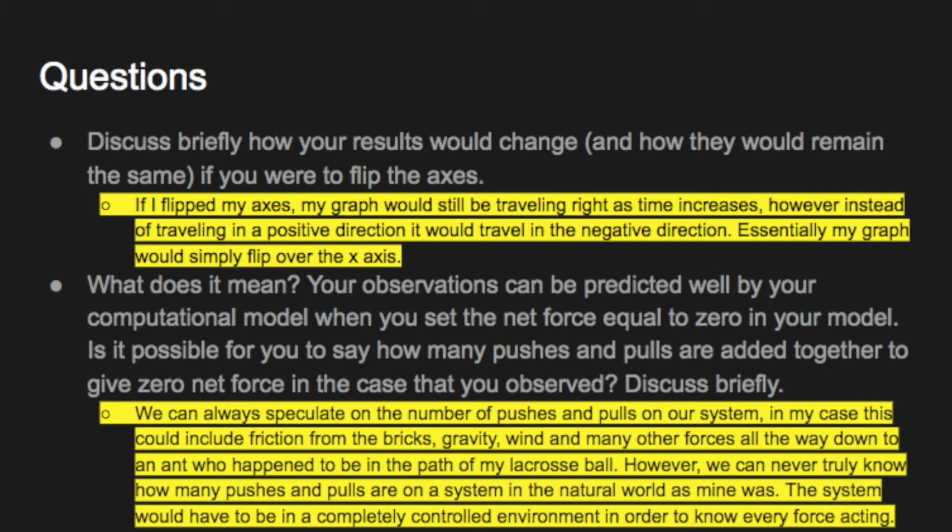However, we can never truly know how many pushes and pulls are on a system in the natural world as mine was. The system would have to be in a completely controlled environment in order to know every force acting. Though in the natural world we may never know exactly how many pushes or pulls act on a system, we can always use Newton's law to help us predict what that system is going to do.